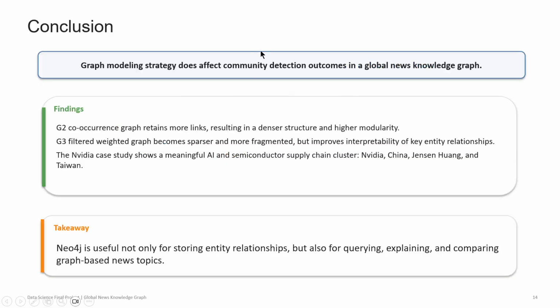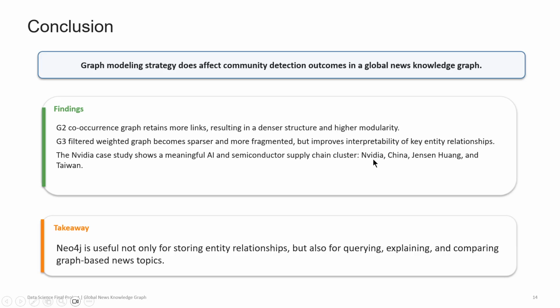There are two main observations in this project. First, G2 and G3 show a clear trade-off. G2 is denser and has higher modularity, but it may include more low-weight or noisy relationships. G3 is sparser and has lower modularity, but its key relationships are cleaner and easier to explain. Second, graph modeling strategy matters. Even with the same entity set, changing the edge construction may change the community detection results.